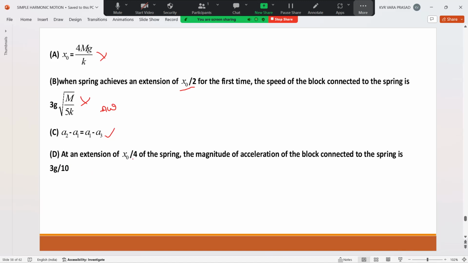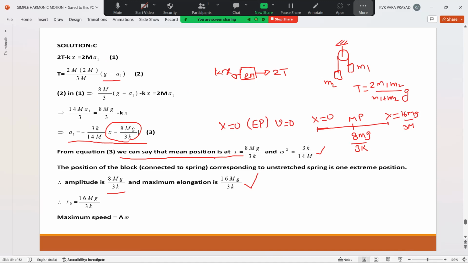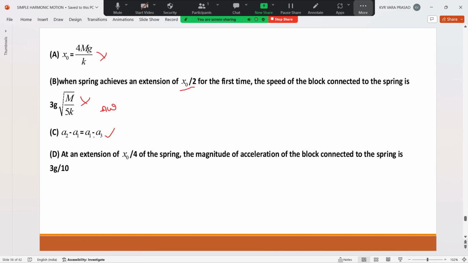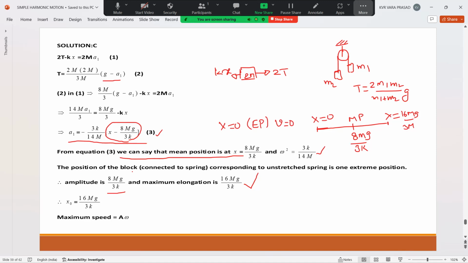At an extension of x naught by 4, the magnitude of acceleration of the block, we can verify directly from equation 3. In the place of x, take x naught by 4. x naught we got as 16mg by 3k. Take that value, then the acceleration is not matching with the given value. So this is also not correct, right? Like this, we can verify all the options.